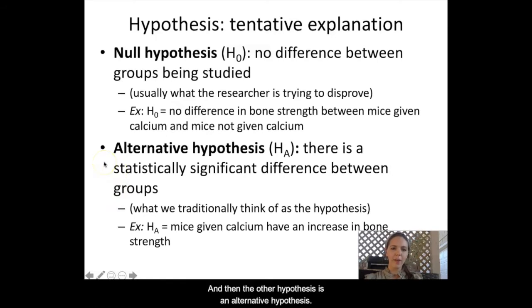And then the other hypothesis is an alternative hypothesis. This states that there is a statistically significant difference between groups. Okay, so if we go back to that example where we're studying the effects of calcium on bone strength, the alternative hypothesis would be that mice given calcium have an increase in bone strength. So this is what we traditionally think of as the hypothesis, if we just use the word hypothesis, right? This is our educated guess. It's also referred to as the alternative hypothesis.